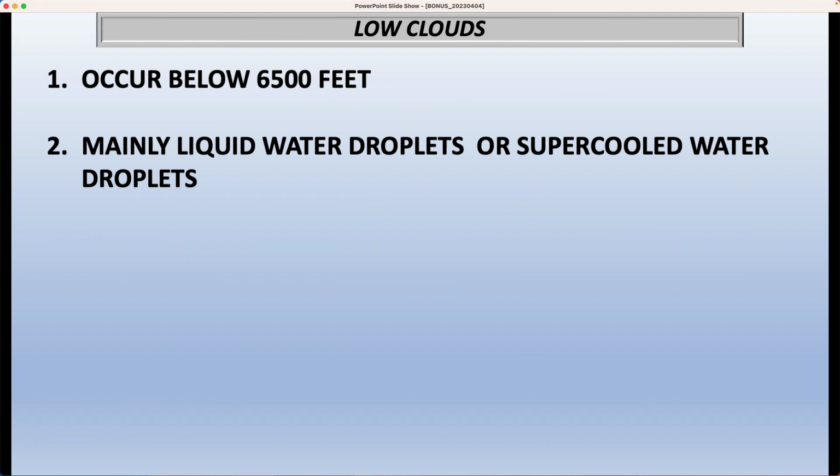Now, what do I mean by supercooled water droplets? Well, it turns out that water droplets condense on what we call condensation nuclei. And the nuclei that lead to the condensation with water droplets are much more common than ice nuclei are. And so when temperatures go below freezing, if there aren't any ice nuclei around, it's very possible for these water droplets to continue to exist in the liquid water state, even though the temperature is below freezing. So that's what we mean by supercooled water droplets.